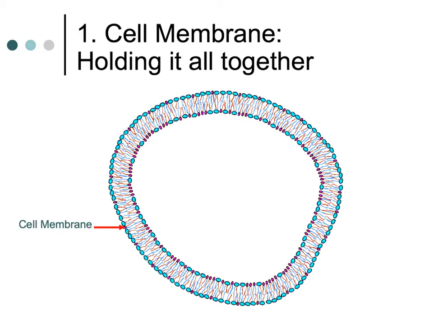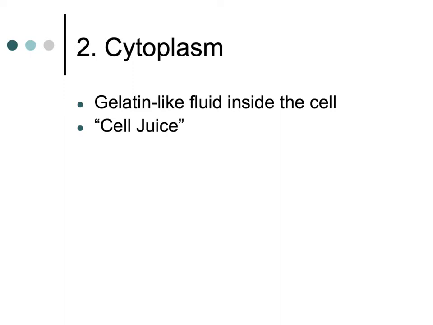So, any questions so far about the cell membrane? Now let's take a look inside the cell. There is something called cytoplasm. And it's the gelatin-like fluid inside the cell. I like to call it cell juice. Cell juice is just liquid, basically. And most of the chemical reactions occur within this cytoplasm. Can you all say cytoplasm? Okay, great.